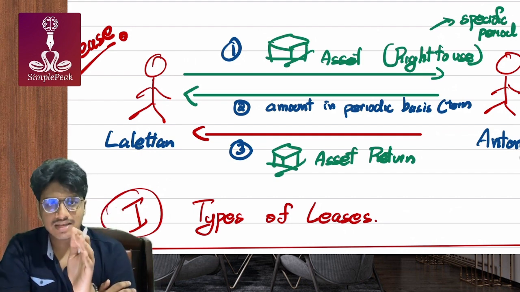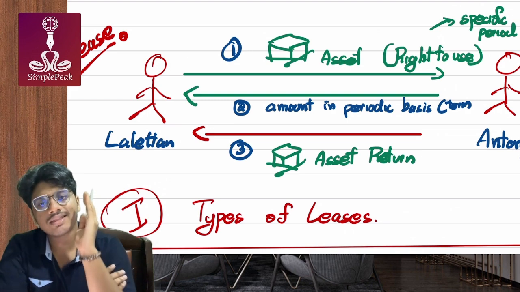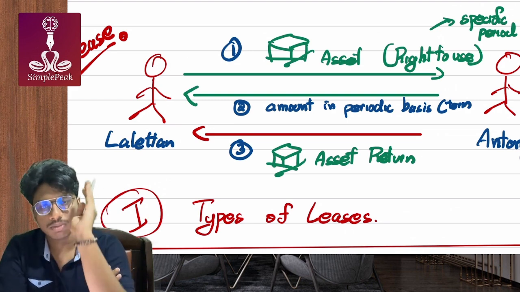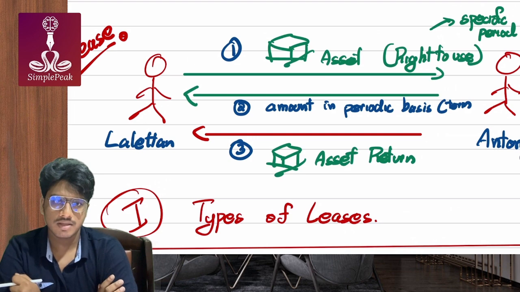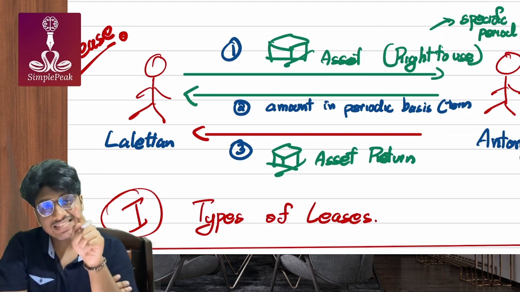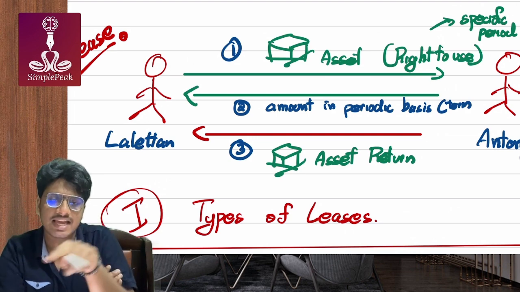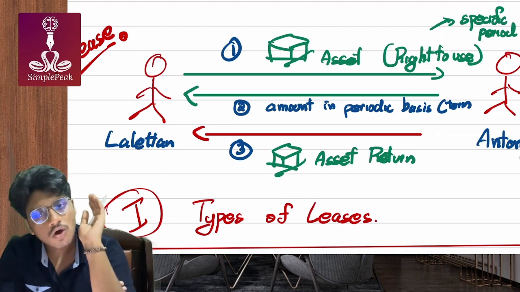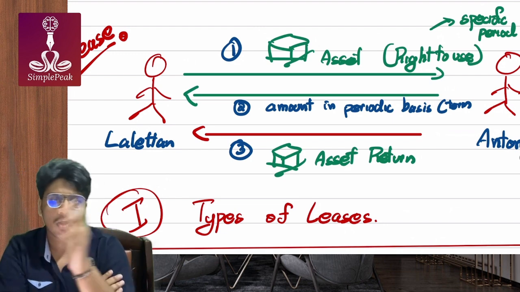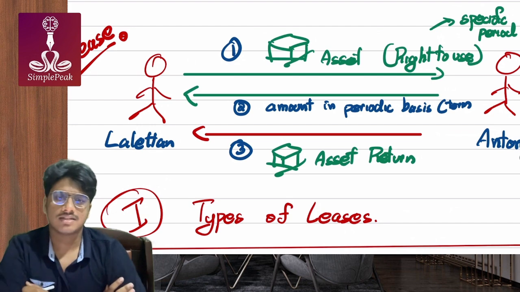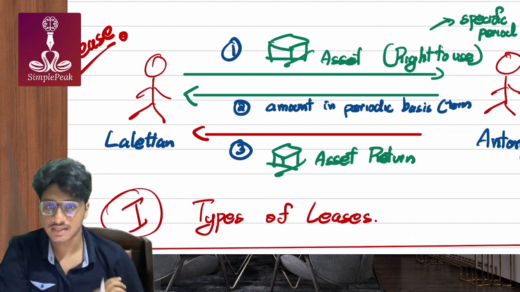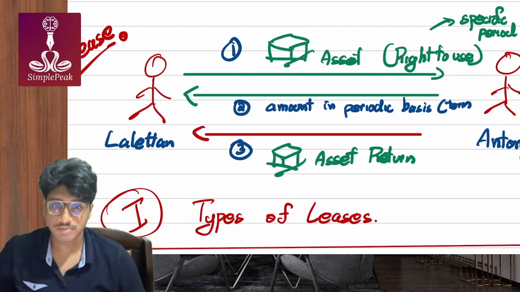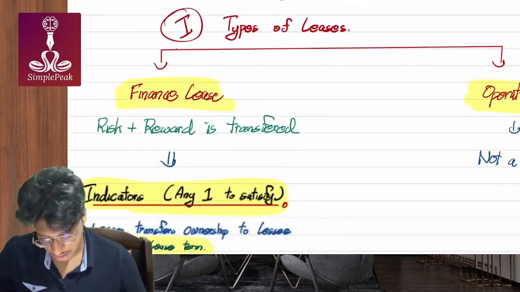See, a lease is something where you're only given the right to use. You'll be given the risk. You'll be given the reward, but not the ownership. But if there is an indication at the inception date that at the end of the lease term you'll also be given ownership, then it is a finance lease. I hope you get clarity. This is very important from your MCQ perspective. I hope you get conceptual clarity over here.